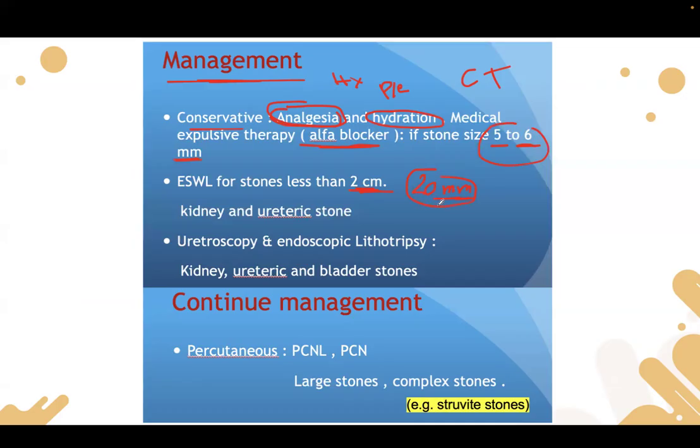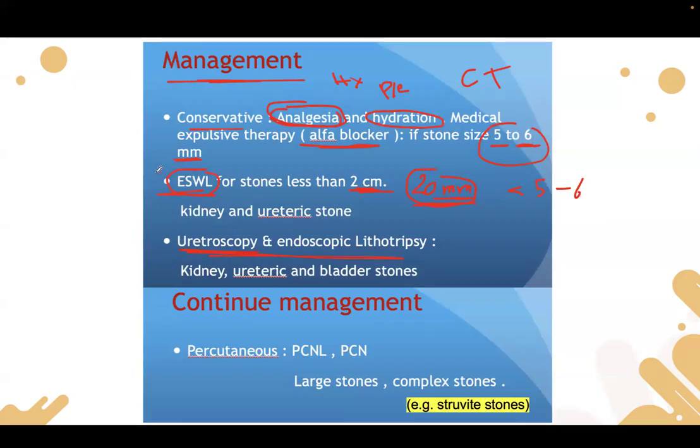If you have a stone that's less than 20 millimeters and more than 5 to 6 millimeters, then your management plan would be ESWL, which is, I think, shock wave something. I forgot the exact name because it's a little bit hard, honestly. So it's going to be this ESWL, or it's going to be ureteroscopy and endoscopic lithotripsy. By ureteroscopy, they use a scope and go through the urethra all the way into the bladder, and then they can go all the way into the ureter and see the stone.